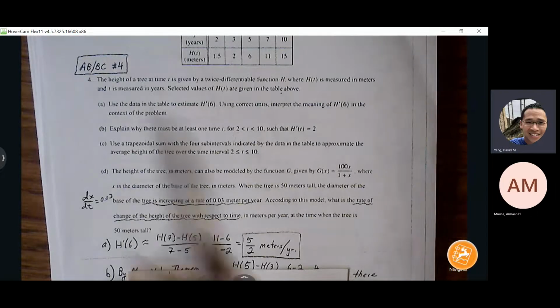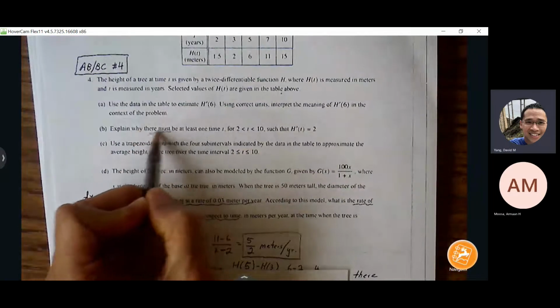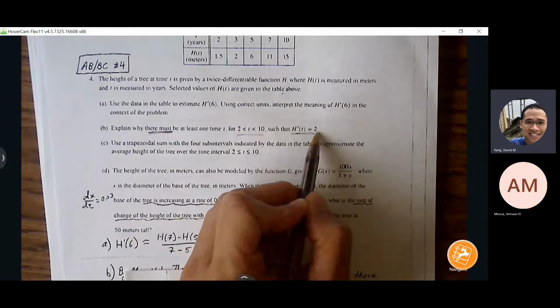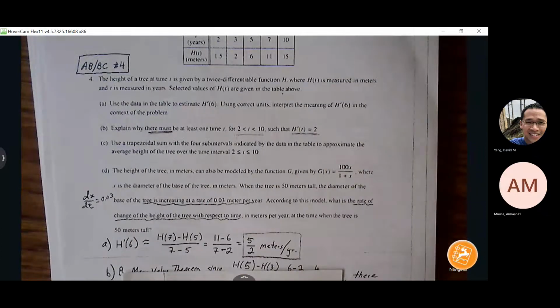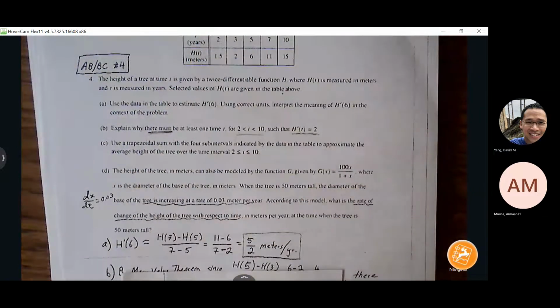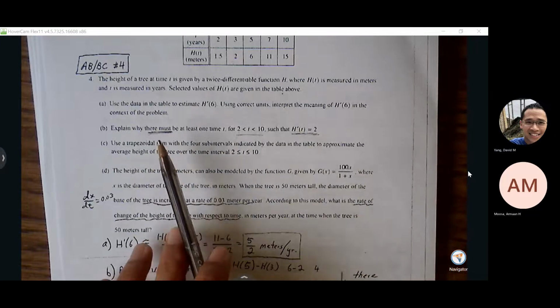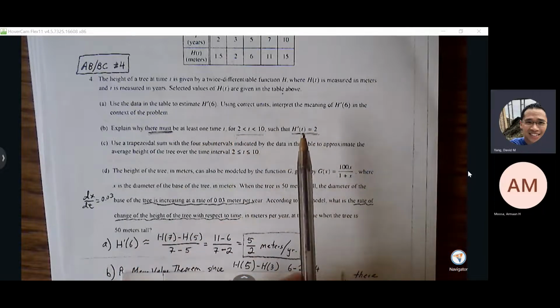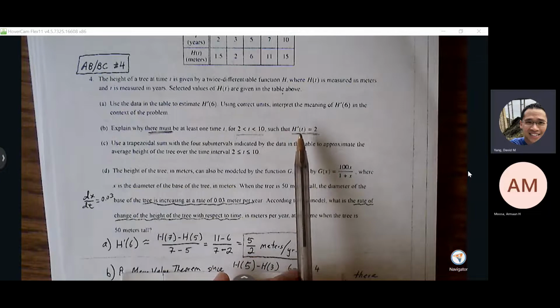Explain why there must be, so this is a guarantee, at least one time t between 2 and 10 such that h prime of t is equal to 2. Okay. So there is going to be a time t. Whenever we see h prime of t is equal to 2, they're trying to get us to reference something.